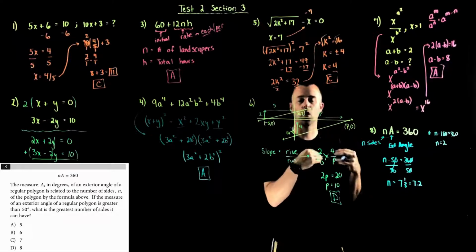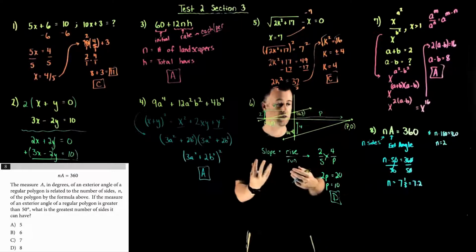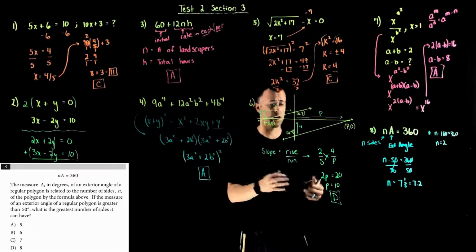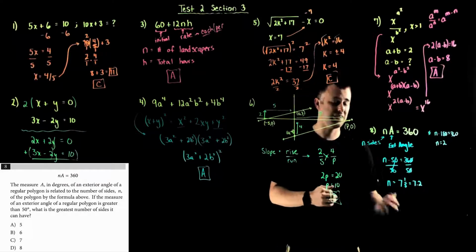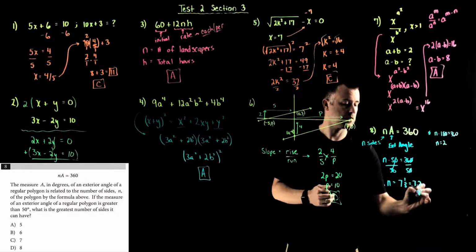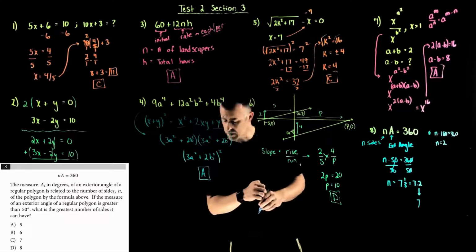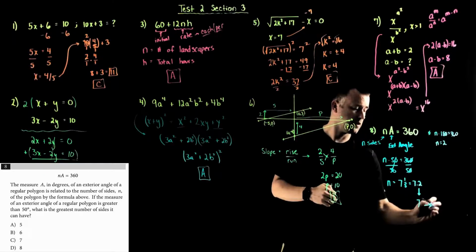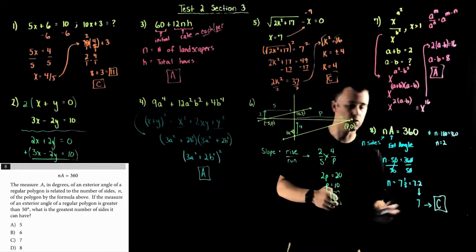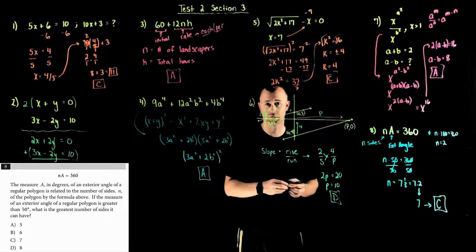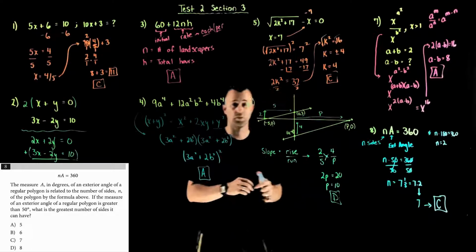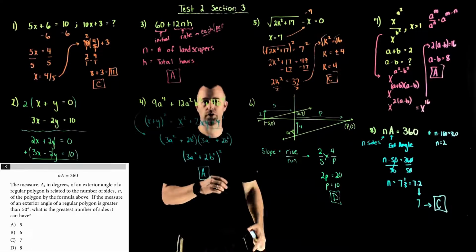So what's the first whole number you get? Because again, you can't have half of a side or a piece of a side. Well, the next whole number you're going to get is 7. So that means I'm just going to round this down to 7 sides, and 7 sides is going to equal C. So in this case, C is the greatest number of sides that I can have in this scenario. So that's going to be number 8 for section 3 from test 2.